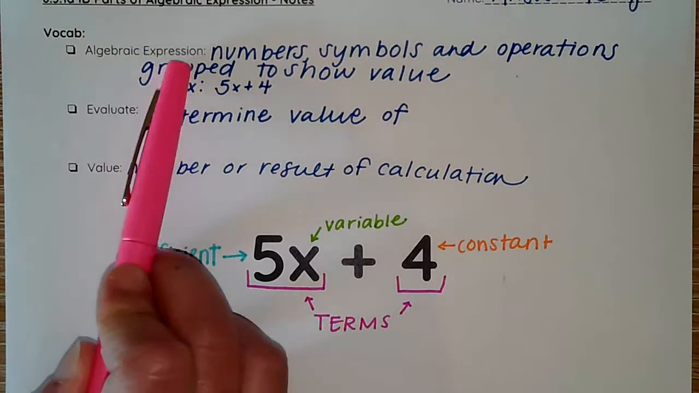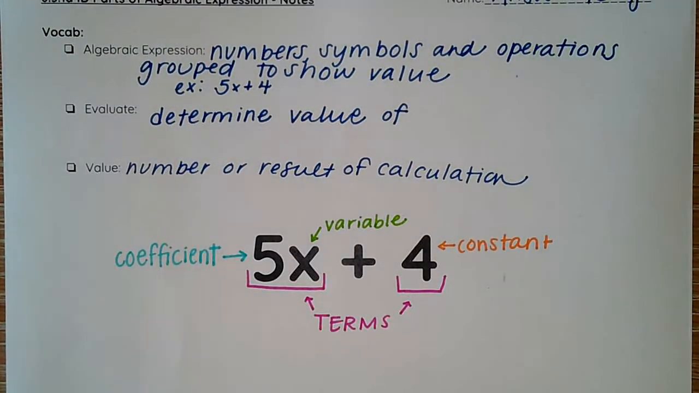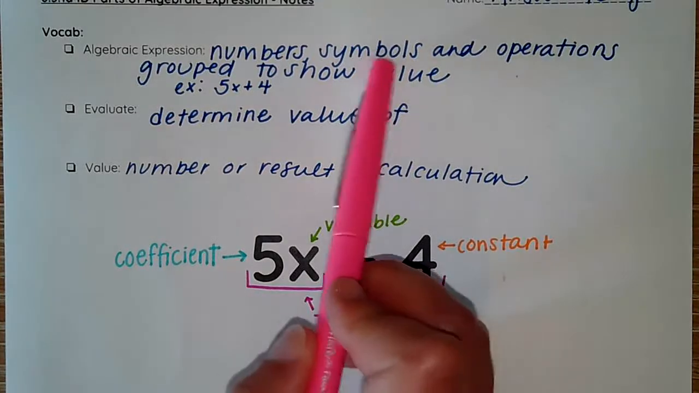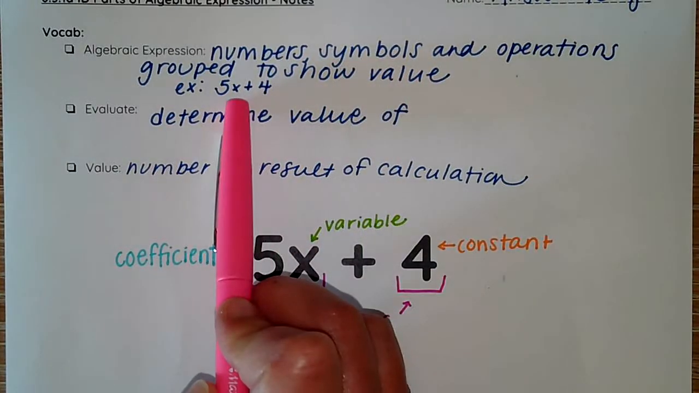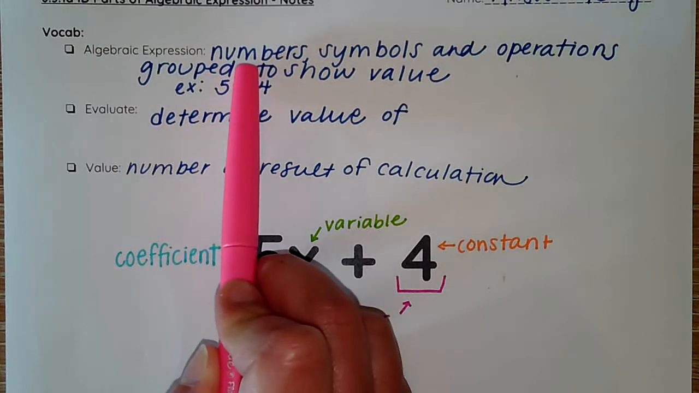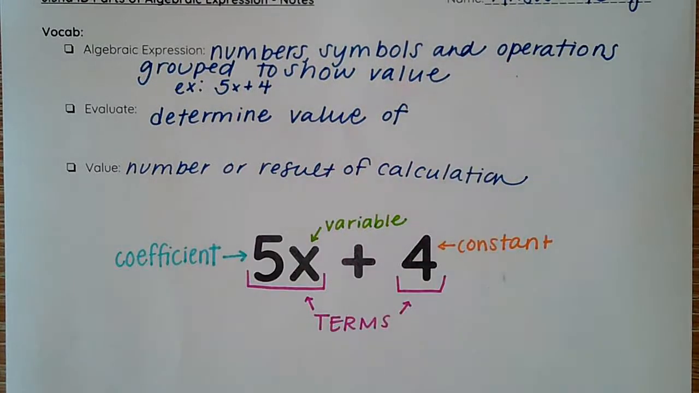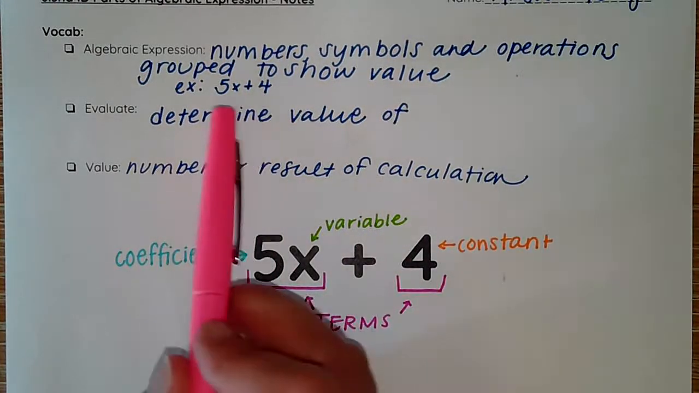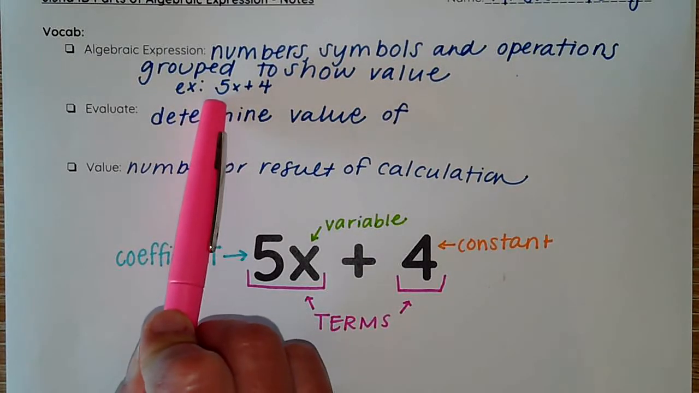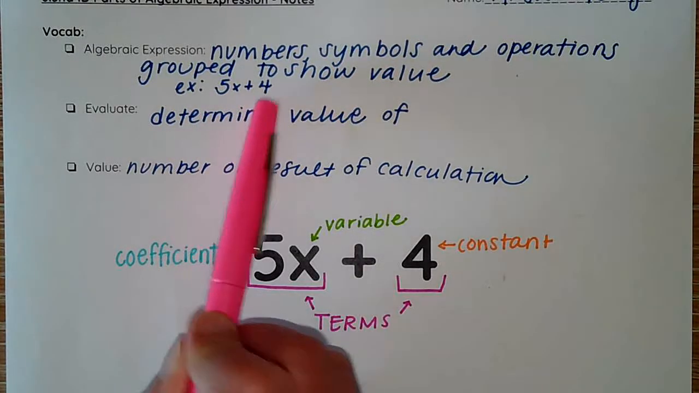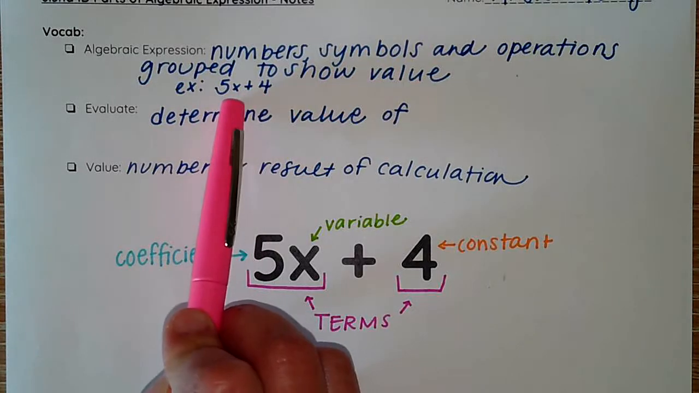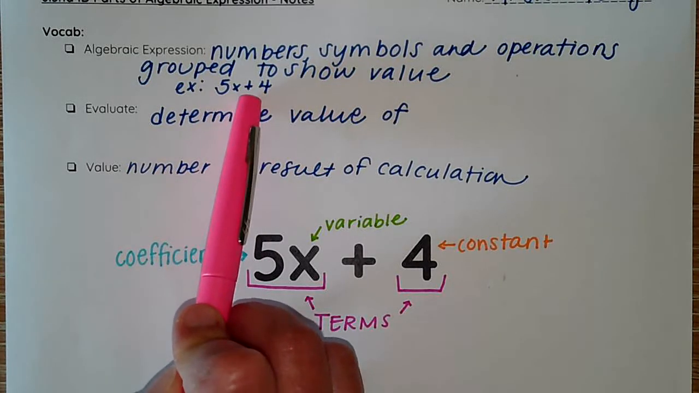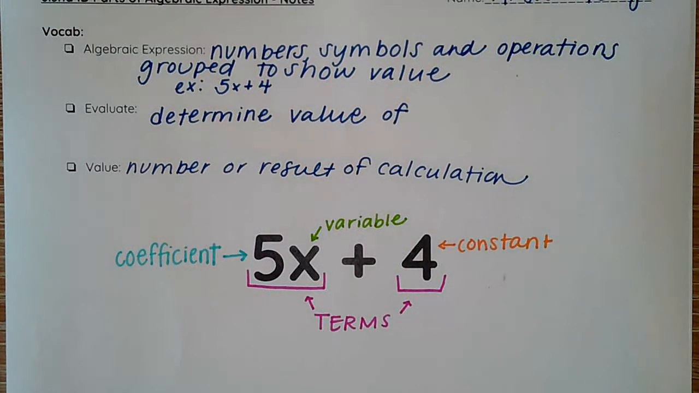An algebraic expression throws in an added component, which would be the symbols or variables. So your algebraic expression has symbols, numbers, and operations. An example of an algebraic expression would be 5x plus 4. We've got numbers, that variable, and then that addition sign.